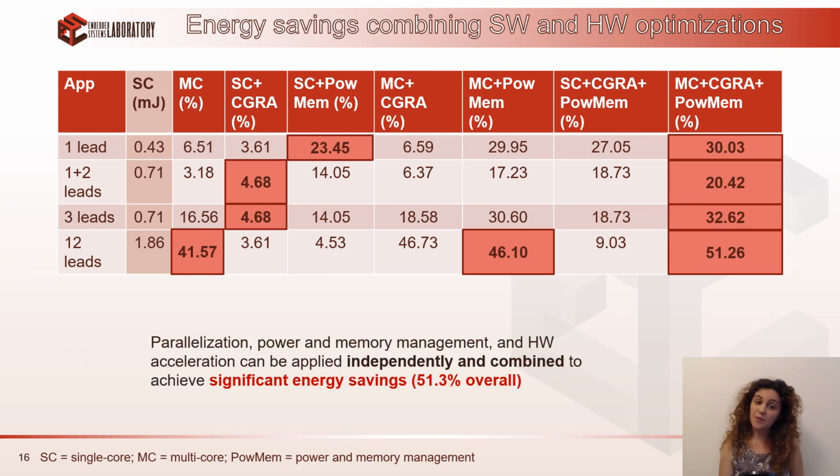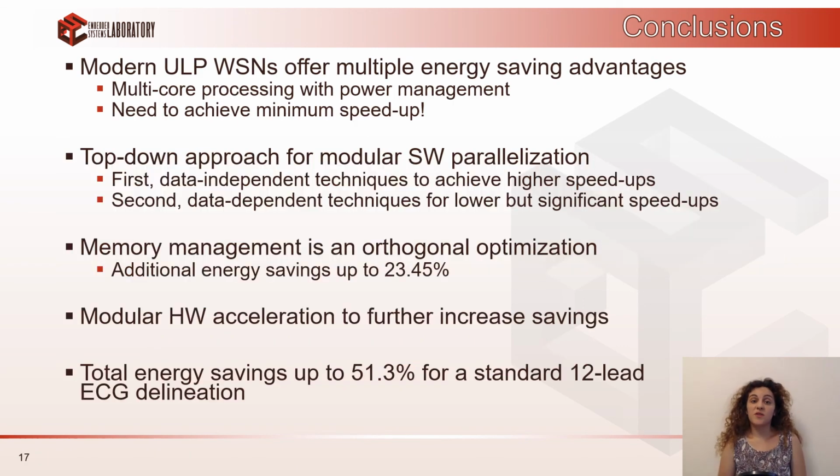parallelization, power and memory management, and hardware acceleration can be applied independently and combined to achieve significant energy savings. In conclusion, what we saw is that modern ultra-low power WSNs offer multiple energy saving advantages. One is the multi-core processing with power management, but we need to achieve a minimum speedup to have minimum energy savings. So we proposed a top-down approach for modular software parallelization, where we first consider data-independent techniques to achieve higher speedups, and then second, data-dependent techniques for lower but significant speedups.